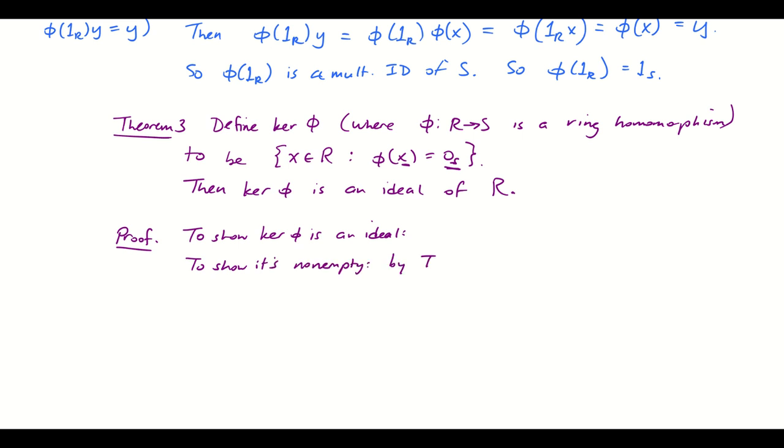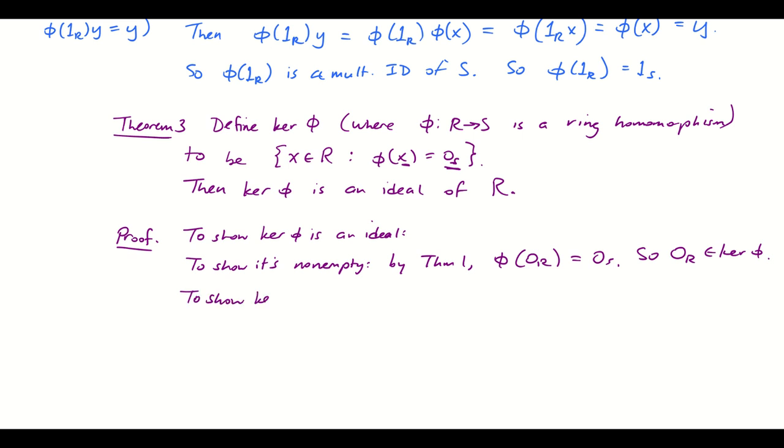Well, by theorem 1 above, phi of 0 of R is equal to 0 of S. So that means 0 of R belongs to the kernel. So at least I know my kernel is a non-empty set, and it's a subset of R because we've defined it to be a subset of R. Now we need to show it's closed under subtraction. We're going to use the two-step test where we prove it's closed under subtraction and absorbs multiplication.